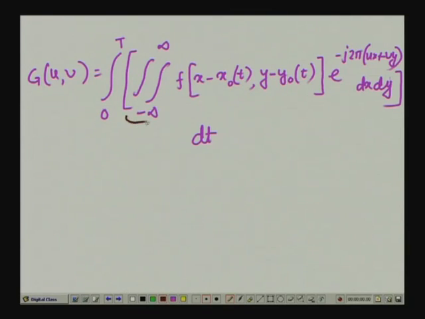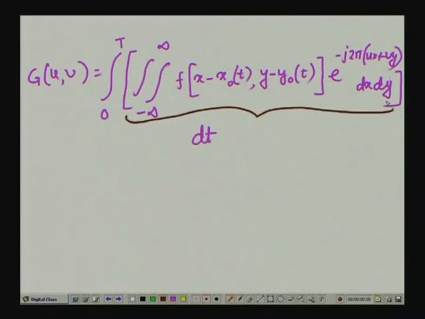In this, if you look at the inner part, this is nothing but the Fourier transformation of the shifted f(x,y), where the shift in the x direction is by x0(t) and the shift in the y direction is by y0(t). From the properties of Fourier transformation, we know that the Fourier transformation is shift invariant in the sense that the Fourier transform magnitude will remain the same, and only some phase term will be introduced.